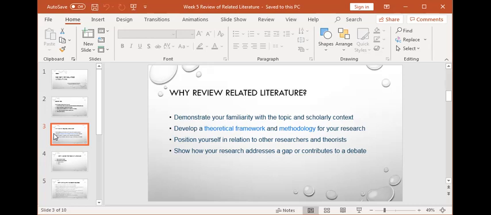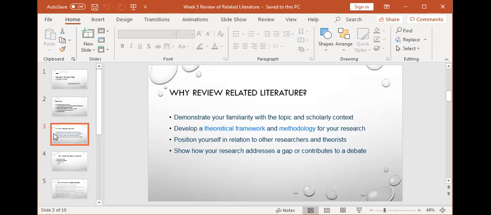Next, you also position yourself in relation to other researchers and theorists. Okay, what do we mean by that? When you position yourself in relation to other researchers and theorists, meaning to say you can corroborate your results. You can use your results and compare them with other results. You corroborate. Your related literature can answer that.